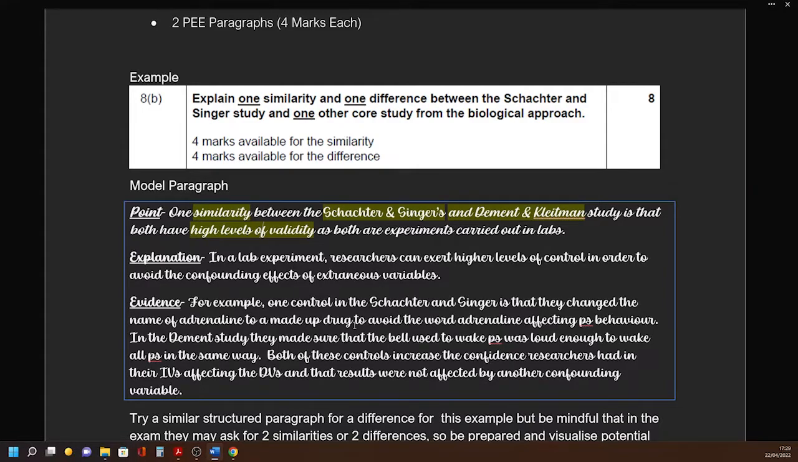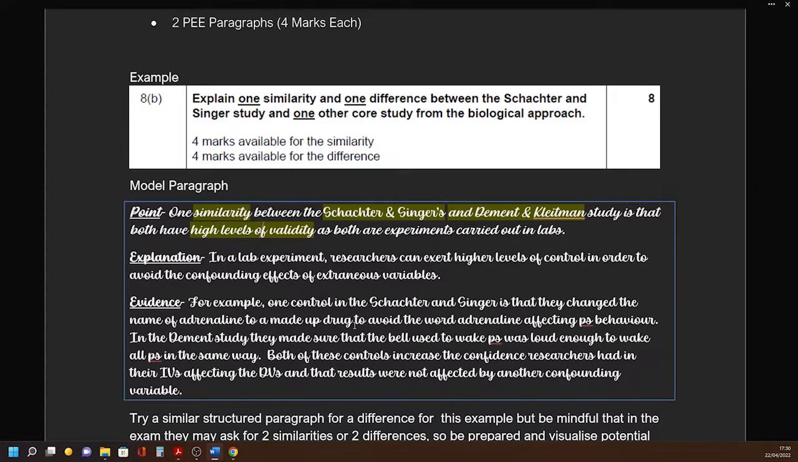But again, I don't think I need to go into much more detail on that to explain my control. I'm saying that both studies have controls, so the next part of my paragraph looks at the Dement and Clayman study. They made sure that the bell used to wake up the participants was loud enough to wake them all in the same way. Again, that was a control from this study. So both of these controls increase the confidence researchers had in their independent variables, and that results were not affected by another confounding variable.